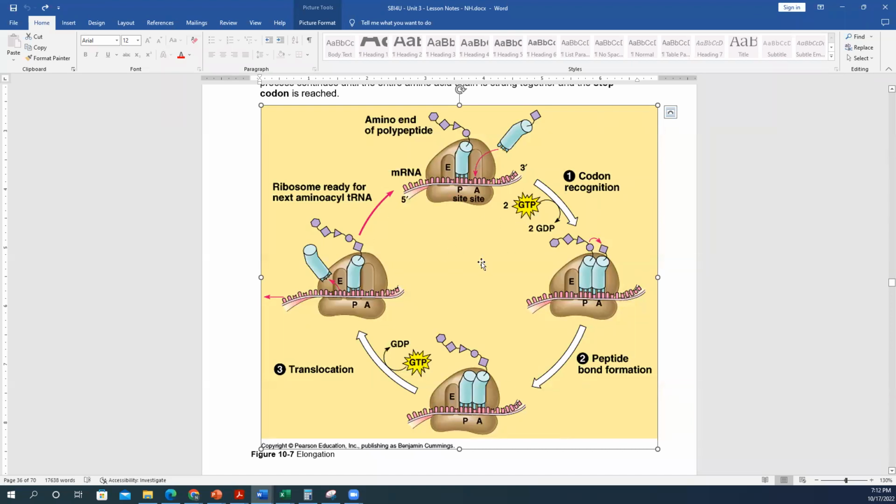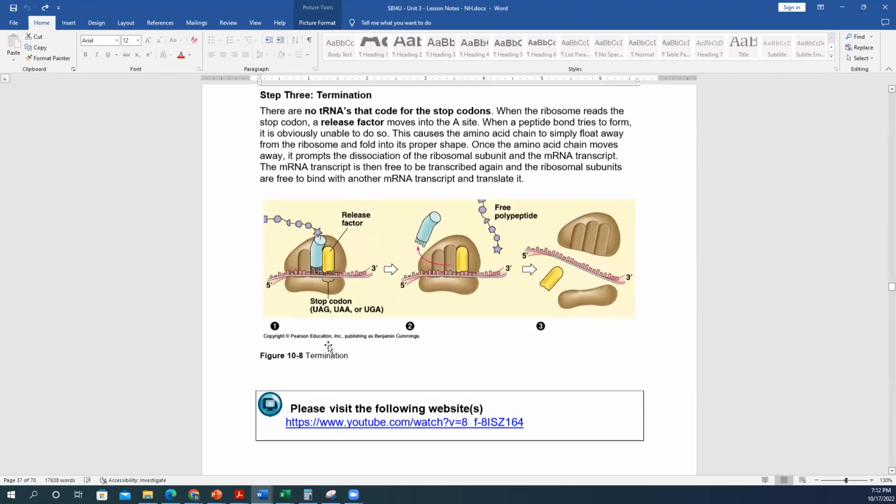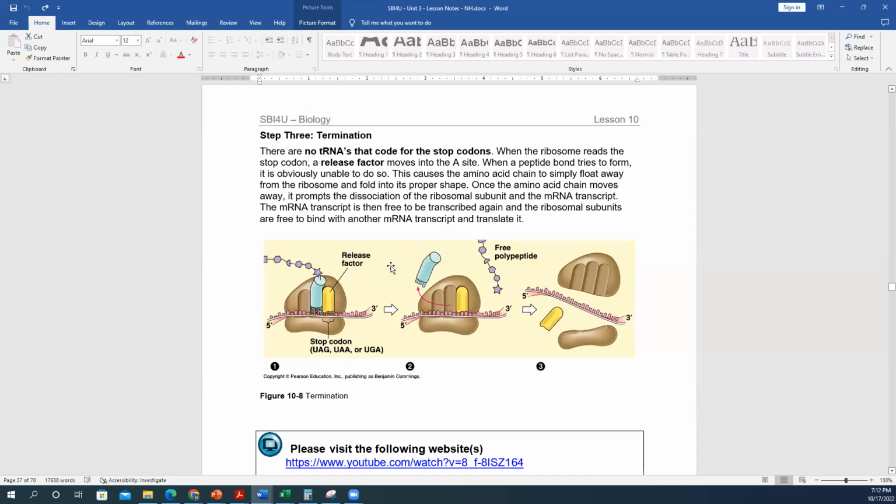This cycle keeps on continuing until finally the entire amino acid chain is strung together, and you hit a stop codon. And the stop codon indicates that you need to stop. So what happens when you reach the termination, the end, and you need to stop? This is what happens. So let's say there's the stop codon, and this star indicates that last polypeptide, that last amino acid.